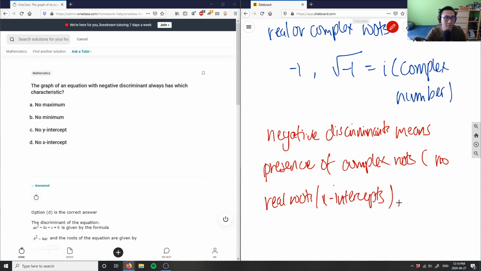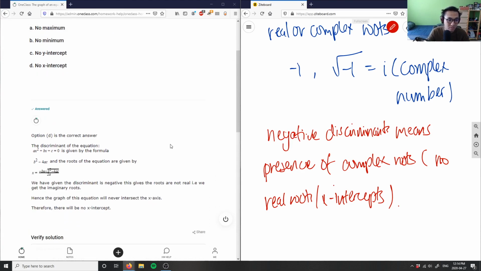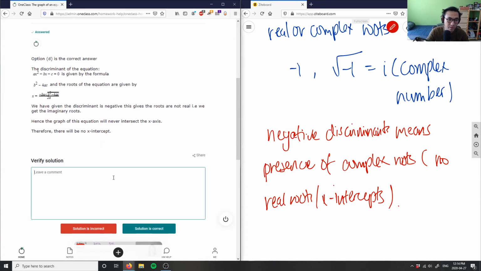Don't worry about complex numbers. That's much higher level math. But basically, it's just saying that there are no real roots in this case, which means option D here is the correct answer. So you get imaginary roots, like stated here. Therefore, no x-intercept. Great solution and analysis here. So the solution here is correct.